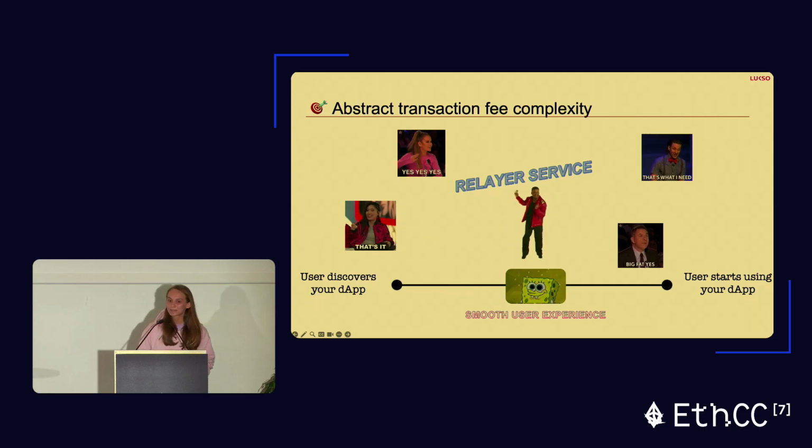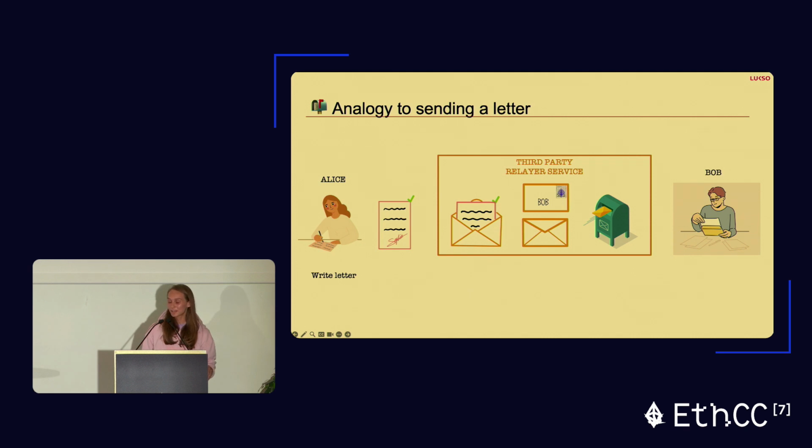And to explain a bit more how a relayer service works, let's take an analogy with sending a letter. So we are back at Alice, who wants to send a letter to Bob. For this, Alice writes the letter, she signs the letter, and then it's going to be a third-party service called a relayer service that is going to envelope the letter, pay for the stamp, and send the letter.